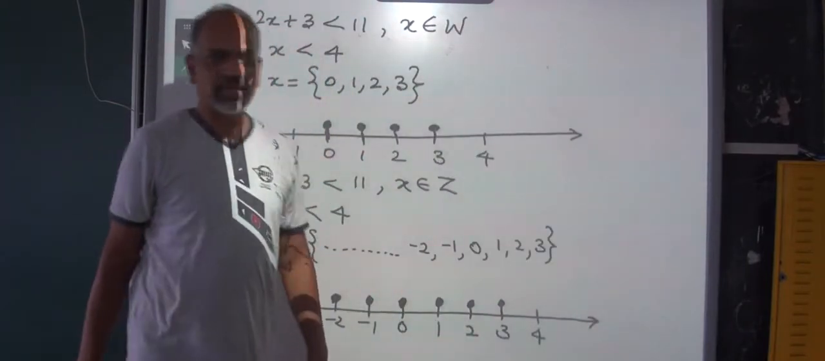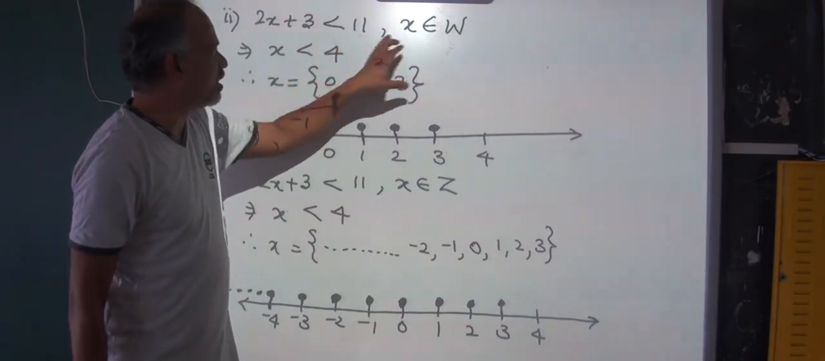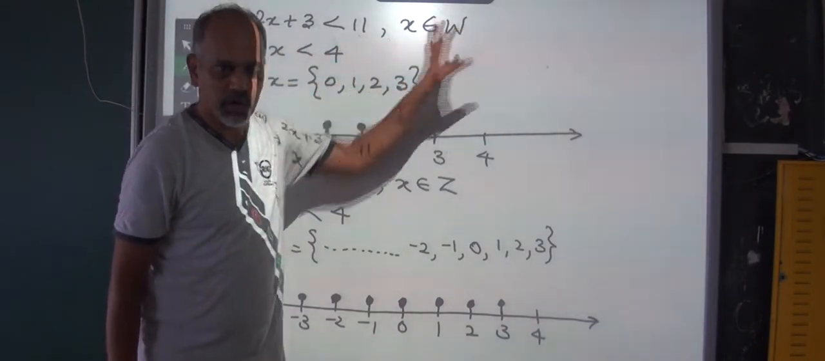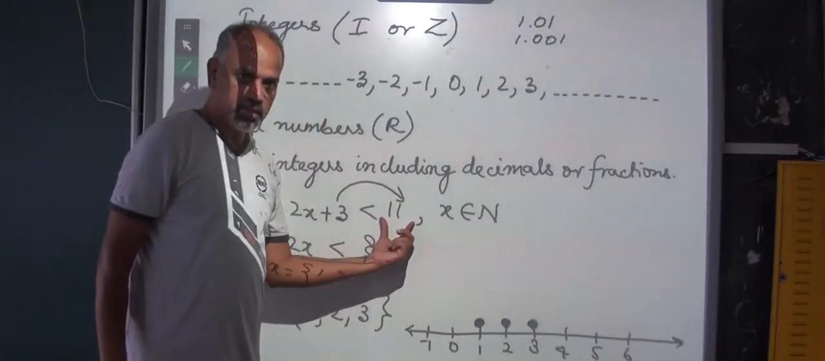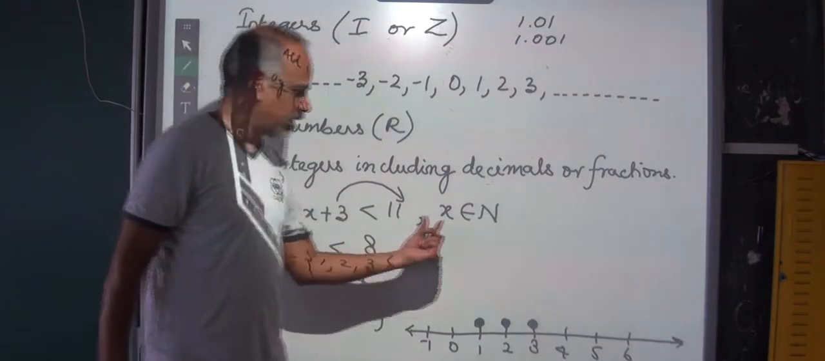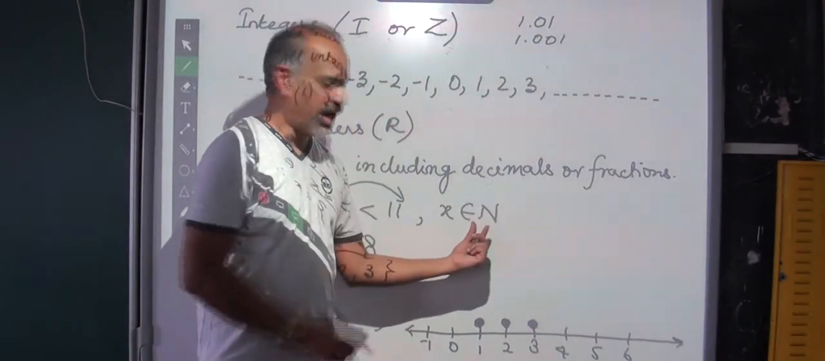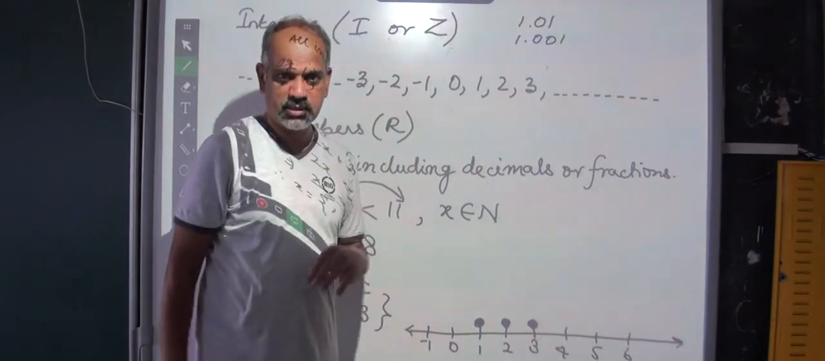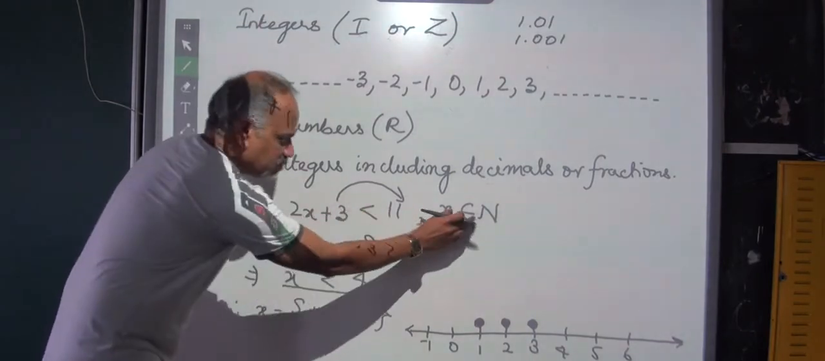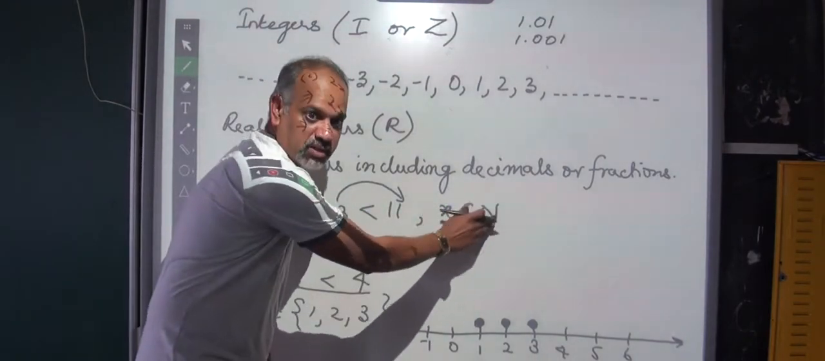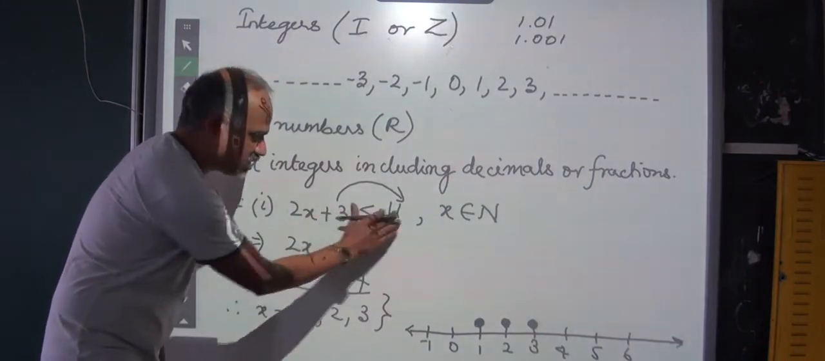Now, if you look at the second example, it's 2x plus 3 is less than 11. Here, x belongs to whole numbers. It's the same inequation. The only thing that I have changed is here x belongs to natural numbers. In the other one, I have used whole numbers. So the solution should be the same, whether x belongs to natural numbers, whole numbers, integers or real numbers, because I am not changing this.